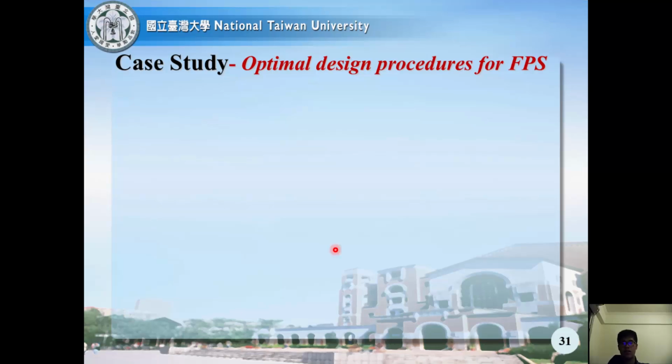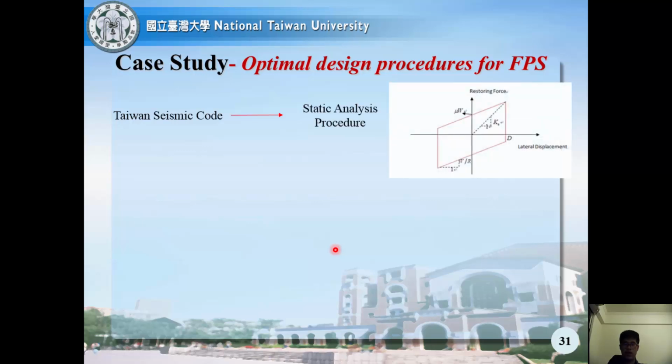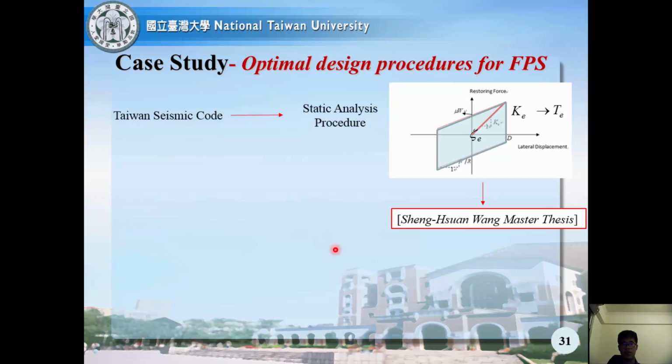And for deciding the design parameters for the friction pendulum system, an optimal design procedure is adopted. First of all, by the Taiwan Seismic Code and a static analysis procedure, we get the effective stiffness, effective time period, and also the effective damping ratio. The only difference of our procedure from the conventional one is that we further adopt an optimal design procedure for the friction coefficient. So we may get an optimal friction coefficient.